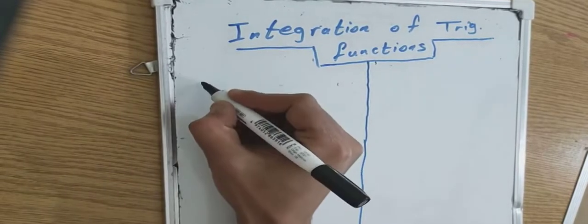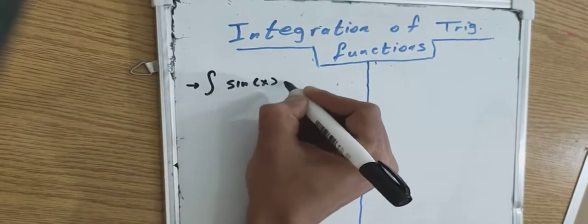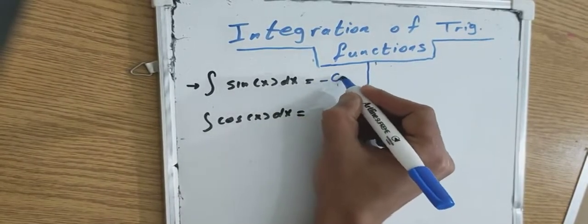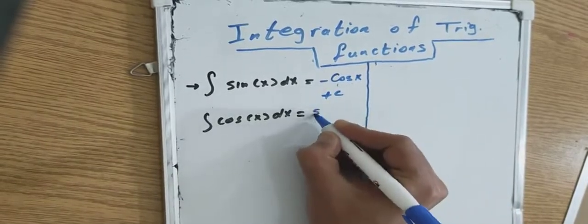So if we start with the trigonometric function, the integration of the function sine x and the integration of the function cosine x are directly from the antiderivatives. The integration of sine is negative cosine, and the integration of cosine is sine.